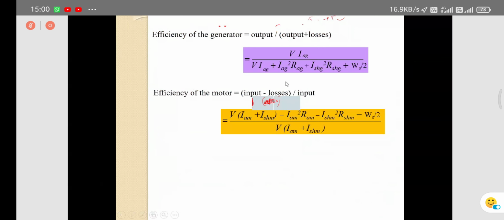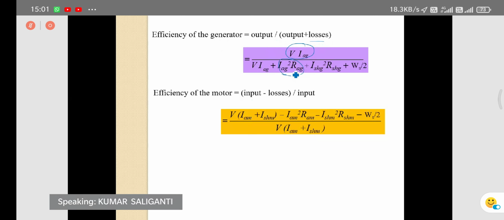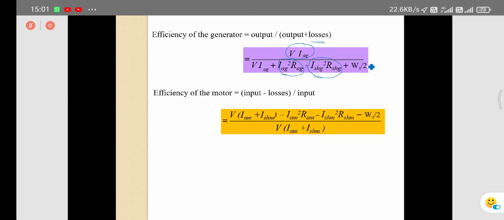Next, coming to efficiency. After getting all the losses and output, as you know, the output of the generator is V into IAG. The efficiency of the generator is output by output plus losses. So V into IAG, plus the generator side armature copper losses, the shunt field copper losses, and the stray losses. Stray losses for each machine means WS by 2.